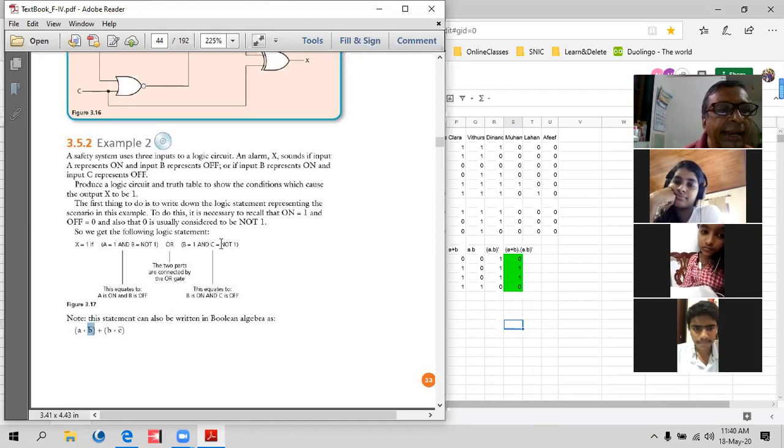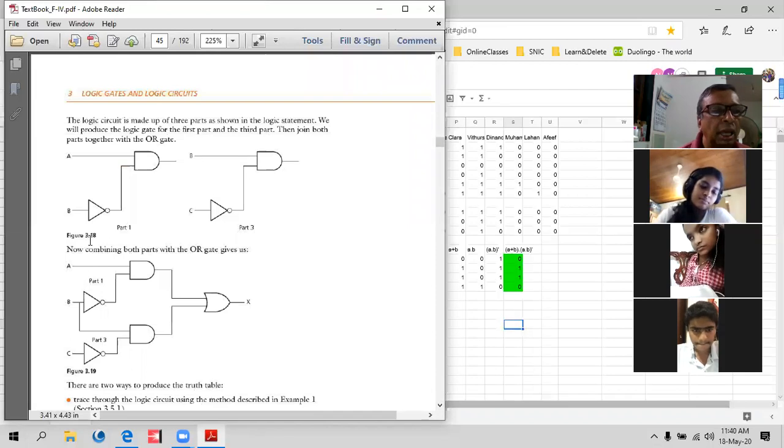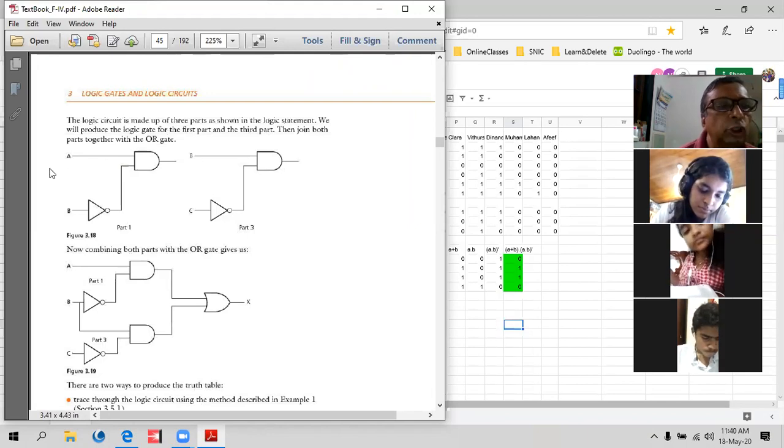A dot B bar. And the other one is B dot C bar. So here, now combining both parts with the OR gate, this is the diagram. Why? To get not B, you have to have a NOT gate. Isn't it?